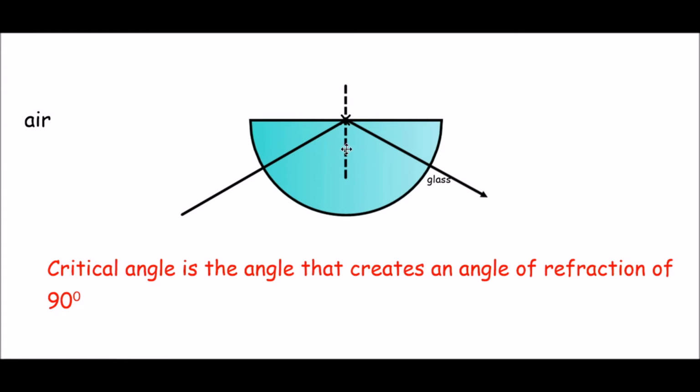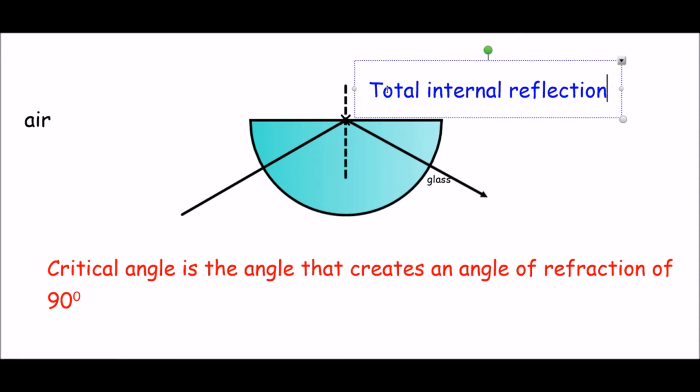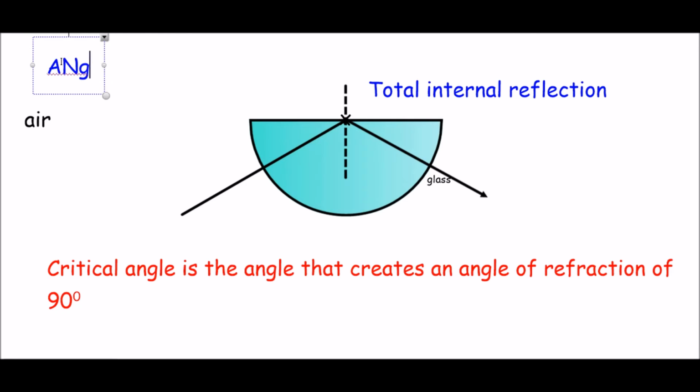In this case, we have reflection. We have no refraction occurring at all, and therefore we have total reflection. All of the reflection is inside, so this is total internal reflection. And total internal reflection occurs when the angle of incidence is greater than the critical angle. Okay, so total internal reflection conditions are that the angle of incidence is greater than the critical angle.